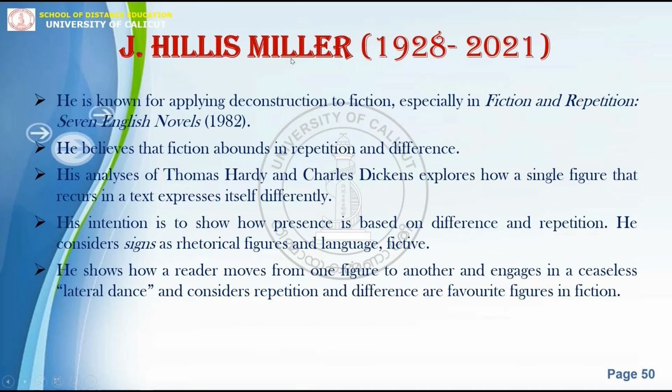J.H. Miller is known for applying deconstruction to fiction, especially in Fiction and Repetition: Seven English Novels, published in 1982. Miller believes that fiction abounds in repetition and difference. His analysis of Thomas Hardy and Charles Dickens explores how a single figure that occurs in a text expresses itself differently. His intention is to show how presence is based on difference and repetition.